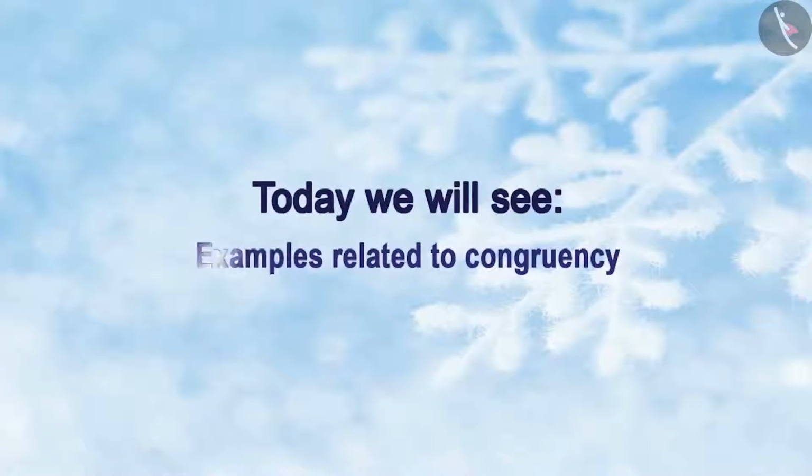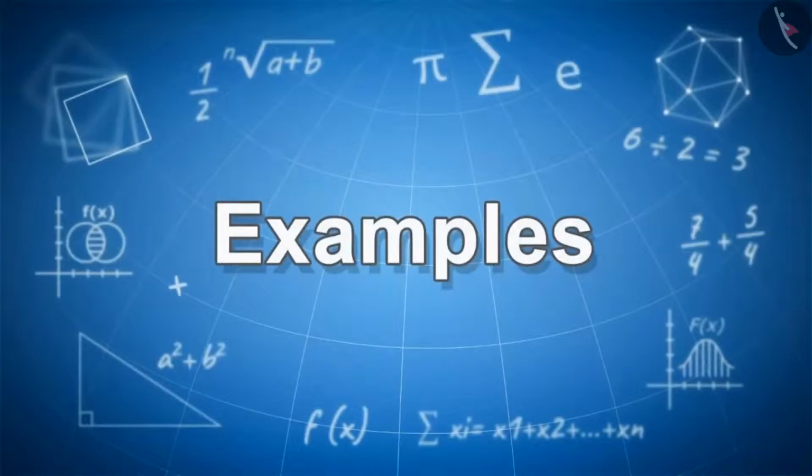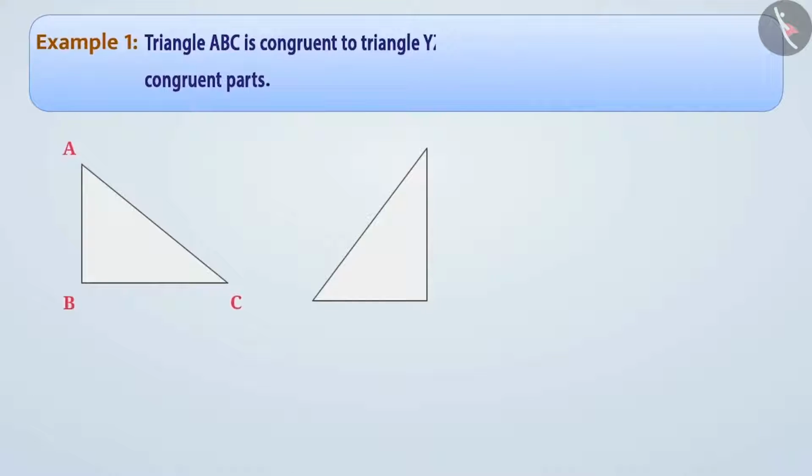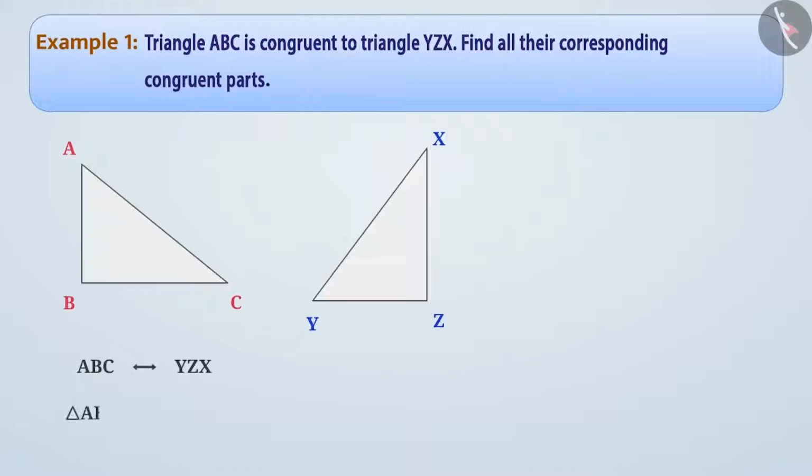Today we will see examples related to congruency. Example 1. Two triangles, triangle ABC and triangle YZX, are congruent by matching or correspondence. Find all their corresponding congruent parts. We are given that the correspondence ABC is matching with YZX and triangle ABC is congruent with triangle YZX.